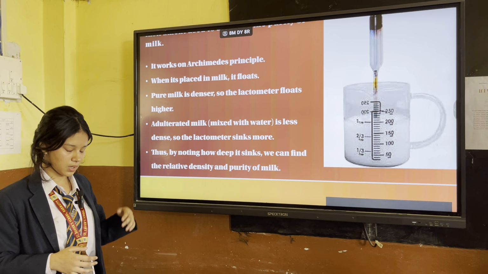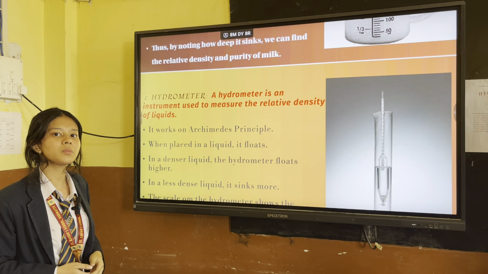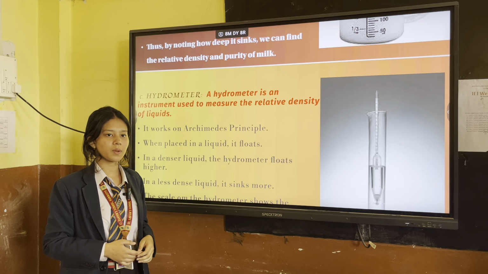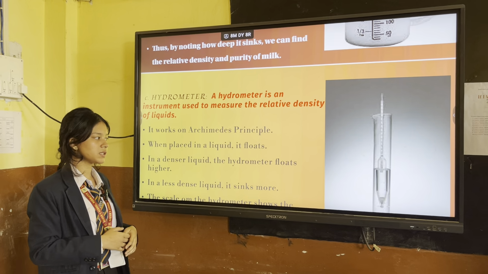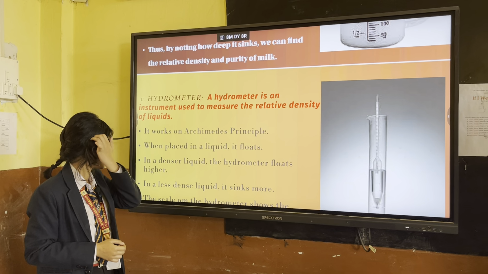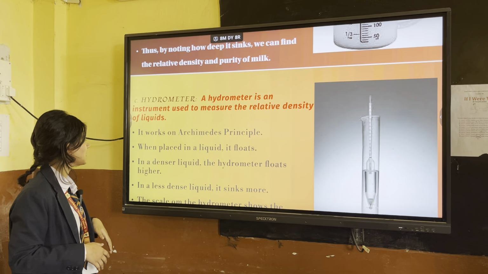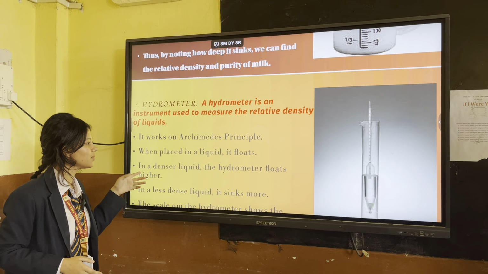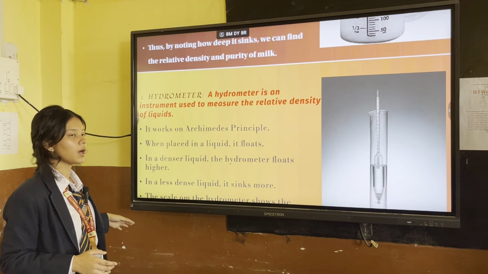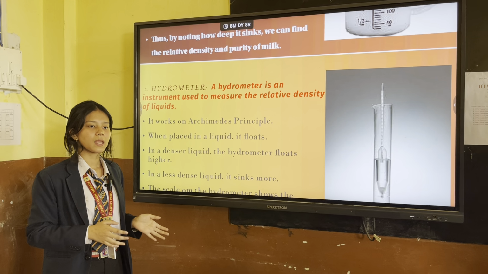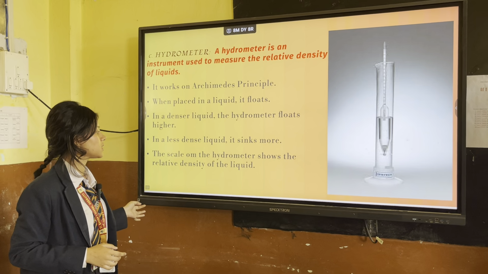Thirdly, we have the hydrometer. A hydrometer is an instrument used to measure relative density. When it is placed in a liquid, it floats. In a denser liquid, the hydrometer floats higher, and in a less dense liquid, it sinks more. The scale on the hydrometer shows the relative density of liquids.